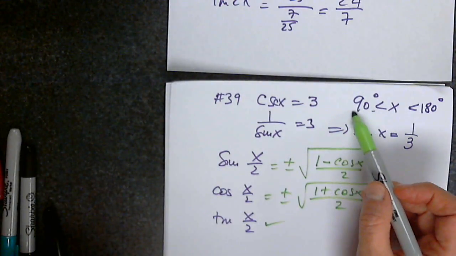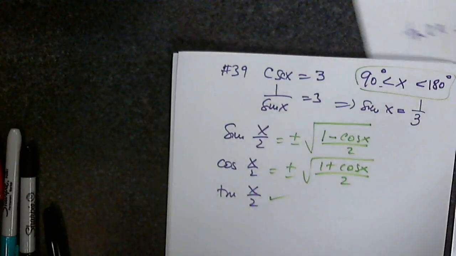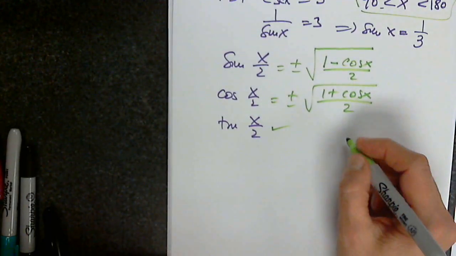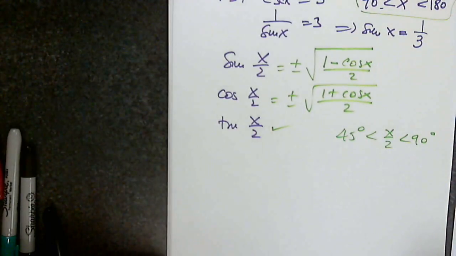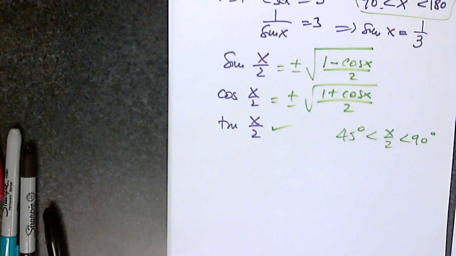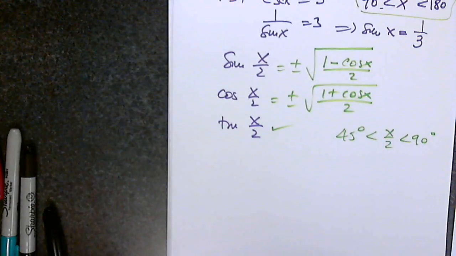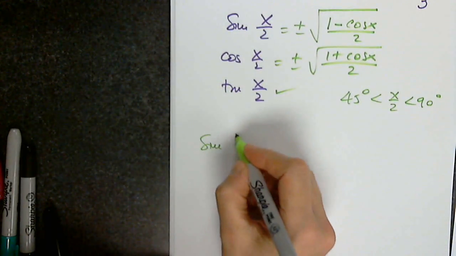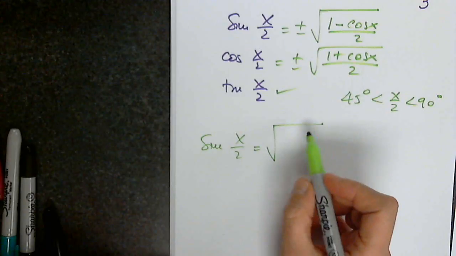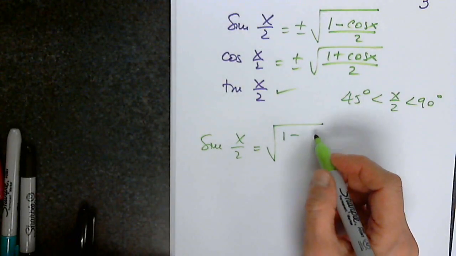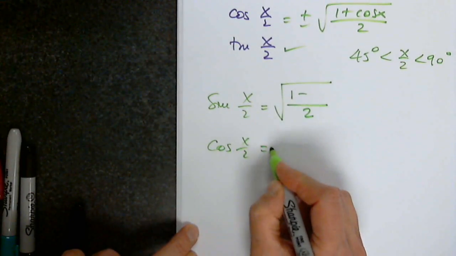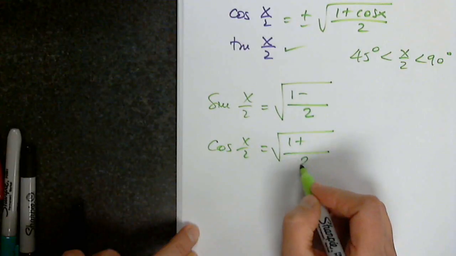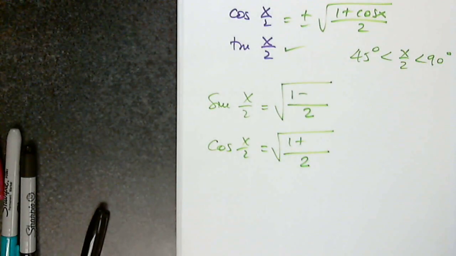How do I find the quadrant for x over 2? Exactly. I divide all three sides by 2. So then 45 degrees is less than x over 2, which is less than 90 degrees. And I know that x over 2 is in the first quadrant, which means I don't have to worry about signs. So then sine x over 2 equals the square root of 1 minus, I don't have it yet, divided by 2. And then cosine equals the square root of 1 plus, I don't have it yet, divided by 2. I left a space in there.